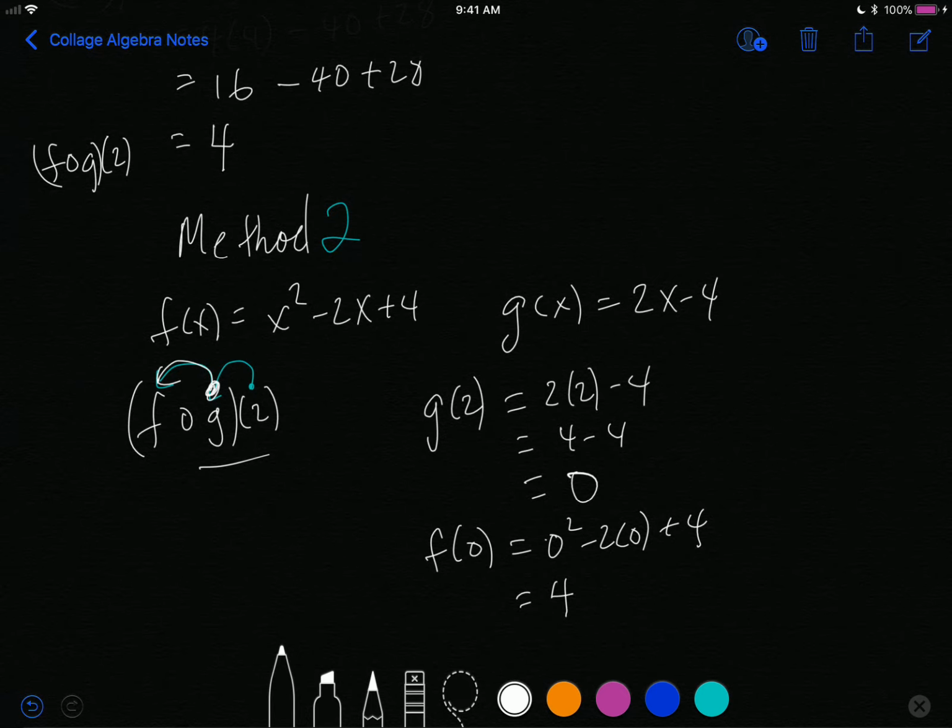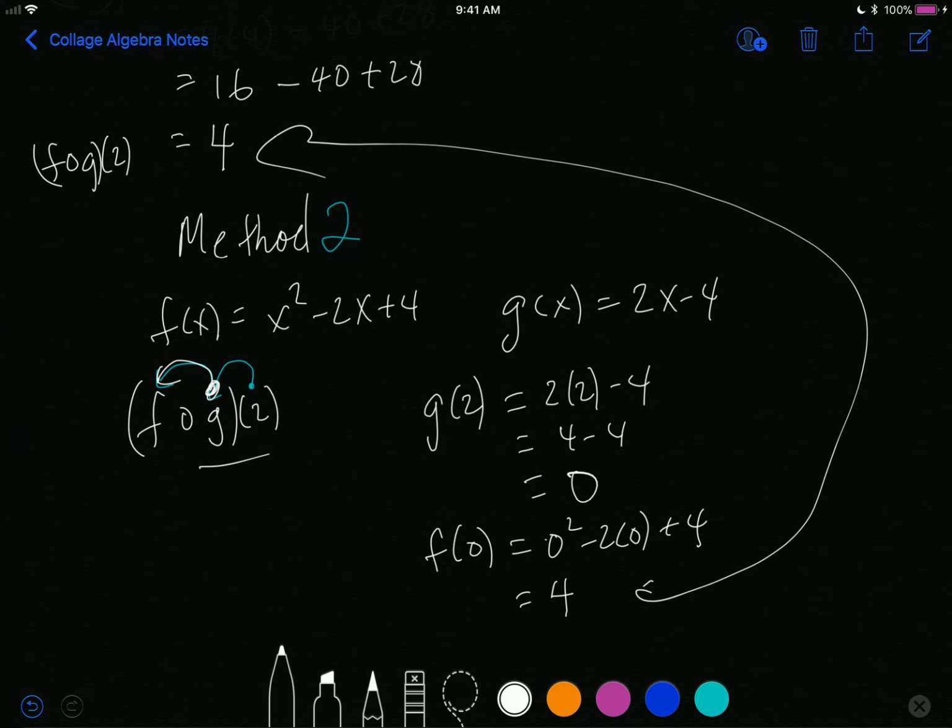Notice I got the same answer as before. I prefer the second method of just doing the bunny hops, plug in and then plug in again with the answer. But either method will work. In fact, both methods always work. And so it's up to you.